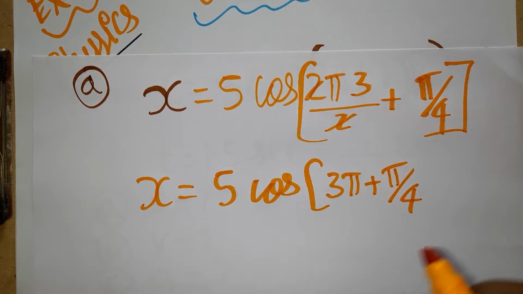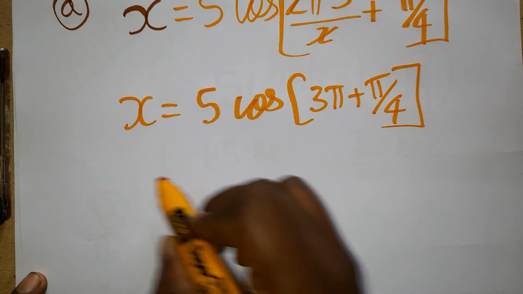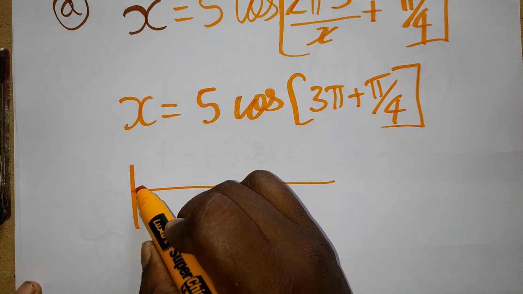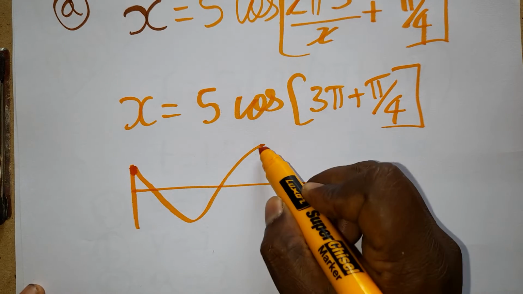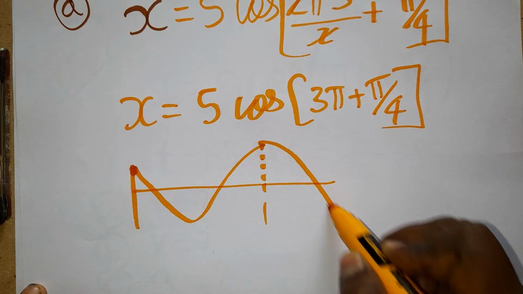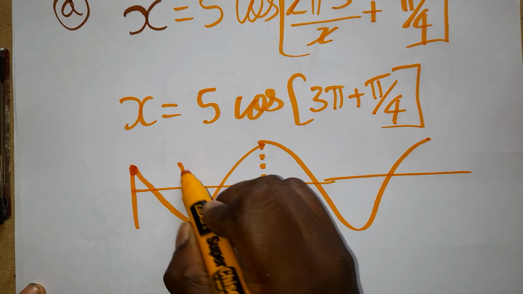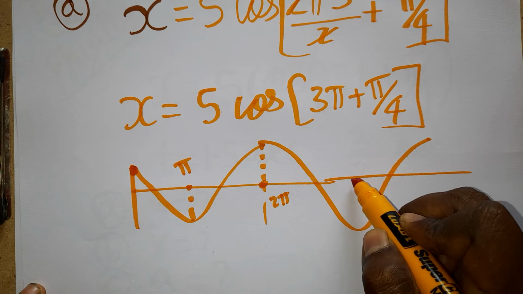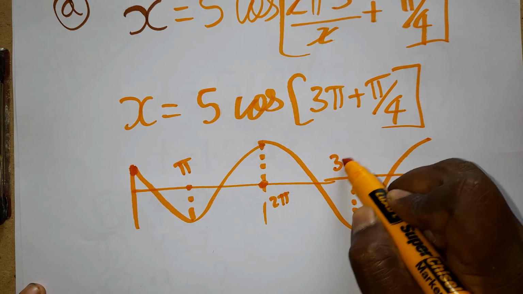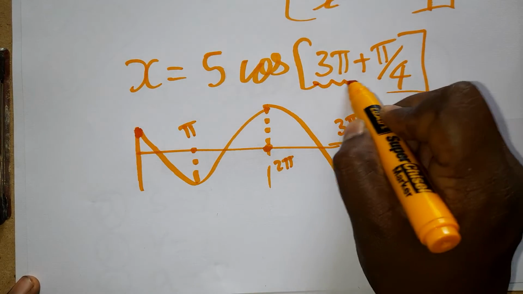Now what is the value of this one? It's very simple. First you can find cos 3π. This is the cos graph. Till here π, till here 2π, till here 3π. So cos 3π, the answer we can get is minus 1.